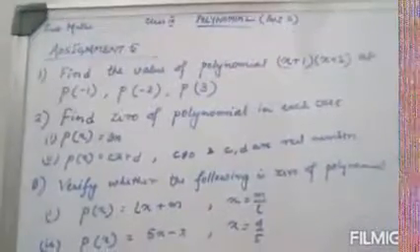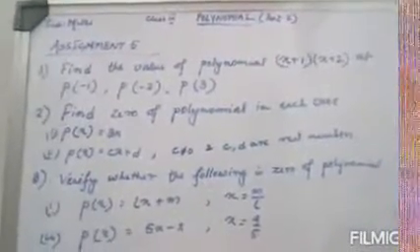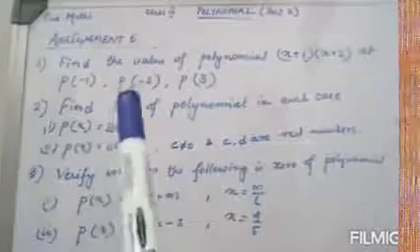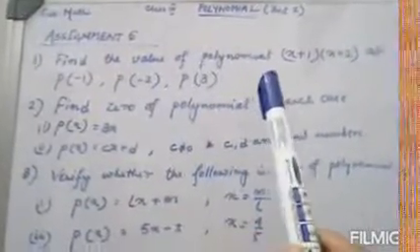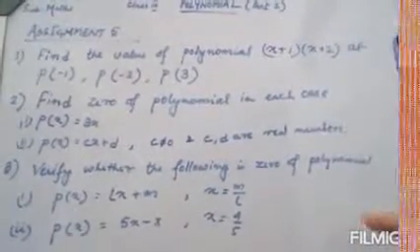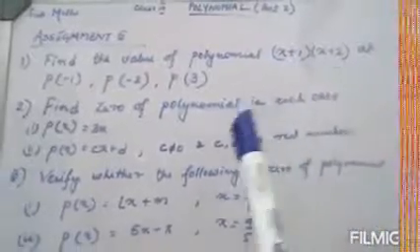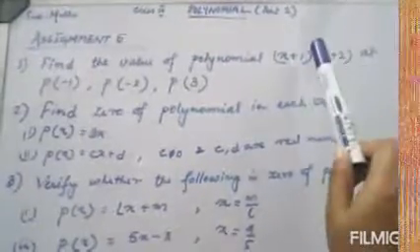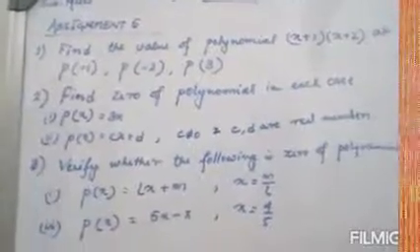Thus we have come to the end of today's lecture session, and at the end I give you assignments. Okay, so for assignment 5 we have questions like, first one, find the value of the polynomial. The polynomial is (x plus 1) into (x plus 2). Okay, this whole thing is one polynomial, not two separate ones. And what is the value of x? Minus 1, minus 2 and minus 3. Okay, for each you need to substitute and find out the value, as I have shown you.